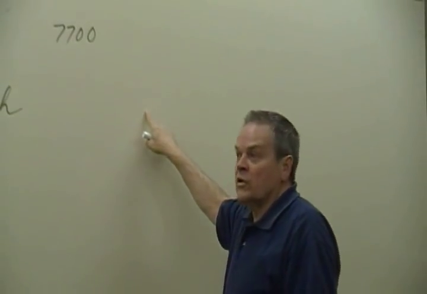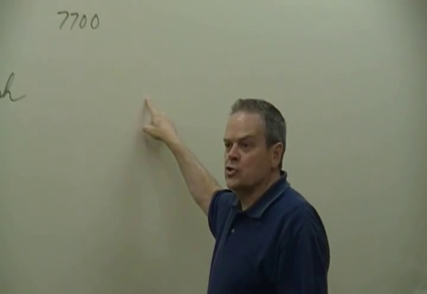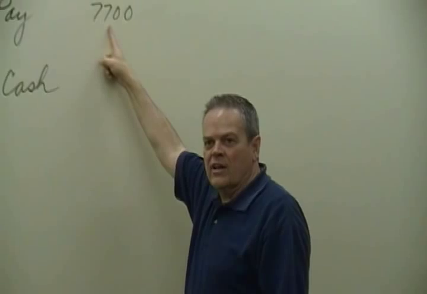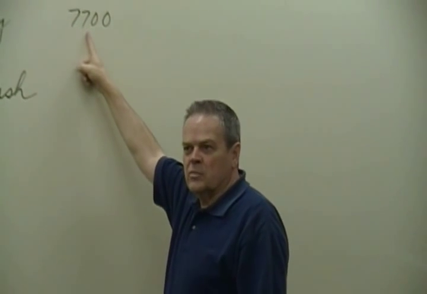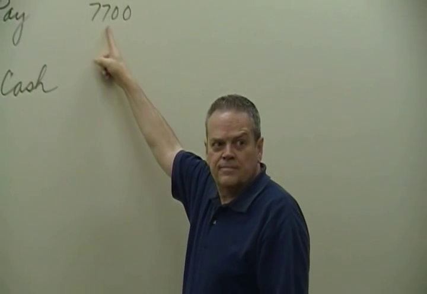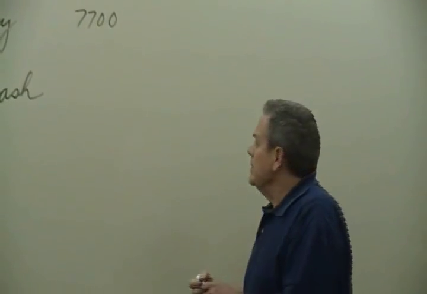Is this check going to be written for exactly $7,700? No. More than $7,700 or less than $7,700? Say something. Less. It says so in the problem. Did we pay for this on time, Chris? Yes. We did. This check should be written for 98% of that amount, 2% less than that amount. Can you do 2% of $7,700 in your head? Yeah. 1% would be $77, 2% would be double that. That's 154. Yes. Is my math right? Yes. Subtract 154 from 7,700, get $7,546.